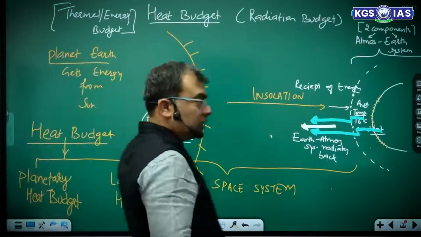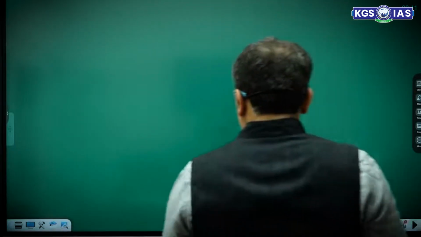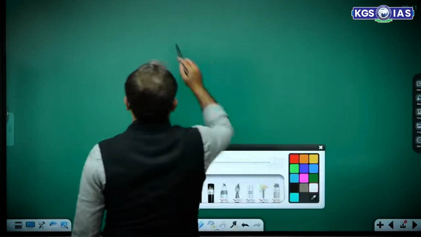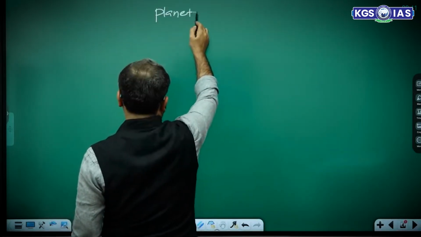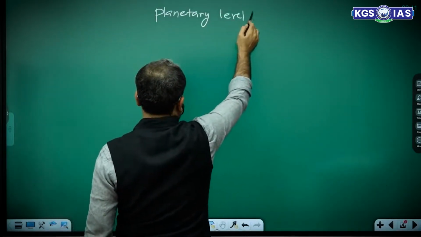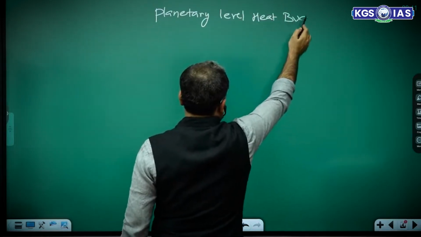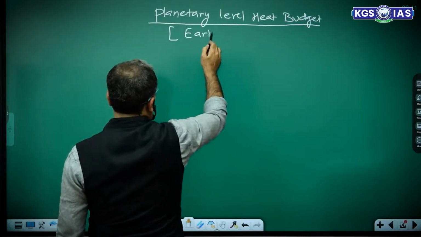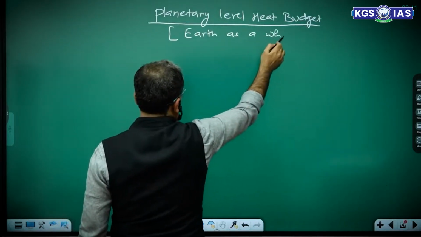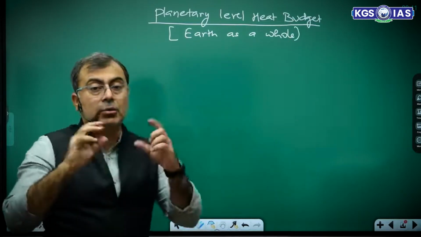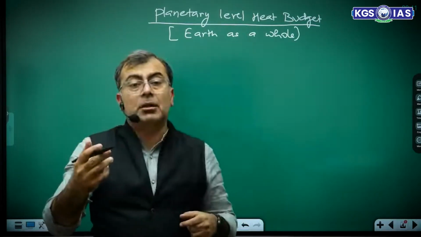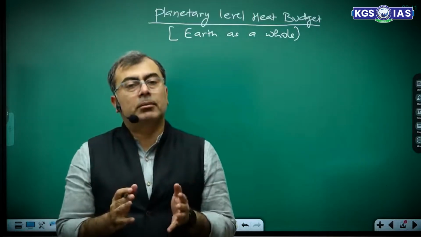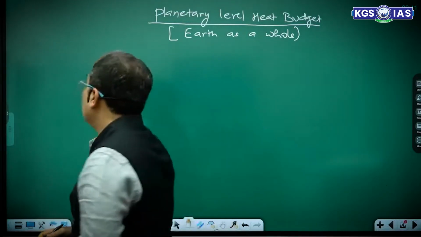Let's start with, I told you it can be studied at two levels. One is the planetary level, other is the intraplanet level. So let's look at the planetary level heat budget. So what is planetary level? Earth as a whole. So I'm not interested in what is happening at the equatorial region, what is happening at the polar region, what is happening in the mid latitude. Earth as a whole.